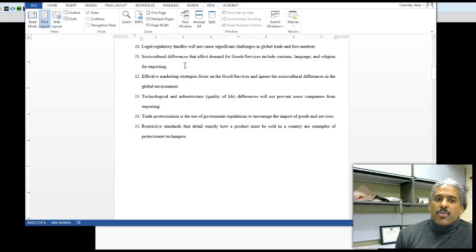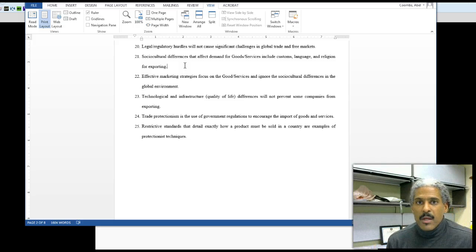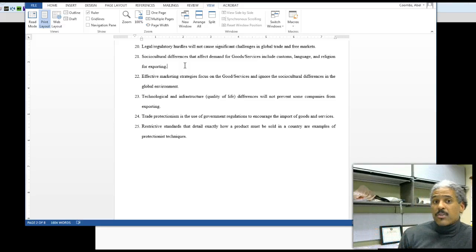21. Socio-cultural differences that affect demands for goods and services include customs, language, and religion for exporting. True. A perfect example of that are food products. Certain countries will not permit food products based on religion, and so on. So that is a hurdle.